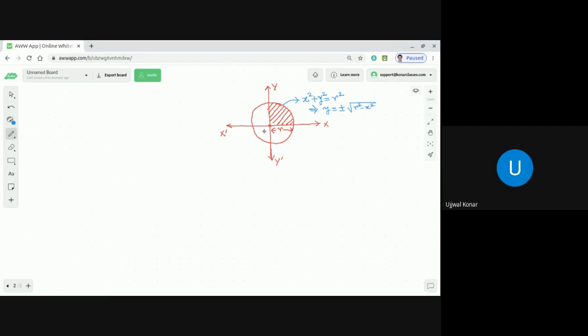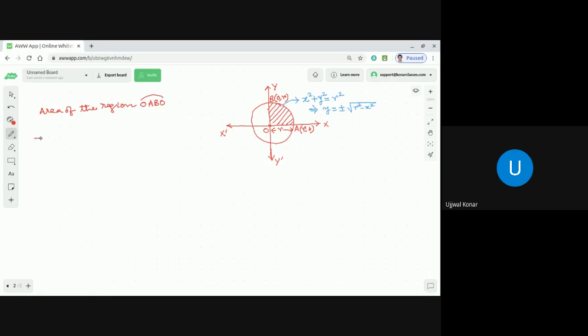Then if you look into it very carefully, the origin has coordinates 0, 0. Suppose this is the point A. What is the coordinate of the point A? r, 0. What is the point B? It is 0, r. So then what is the area of this region? The area of the region OABO, because it is a closed region.